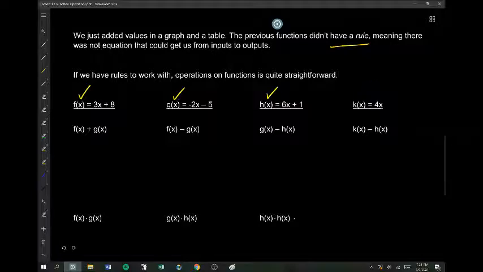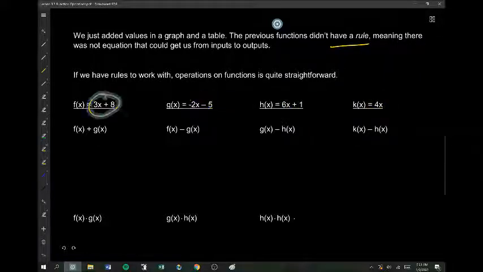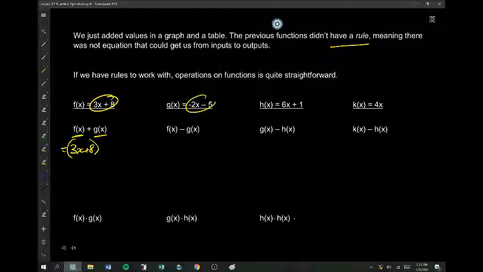We call them f of x, g of x, h of x, and k of x. We just use different letters like different labels. Instead of calling this equation Frank, this equation Grant, this one Hector, and this one Kyla, we call them f, g, h, k. They're just labels. Well, this is saying take the f function and take the g function, add them together. The f function is 3x plus 8. The g function is negative 2x minus 5.